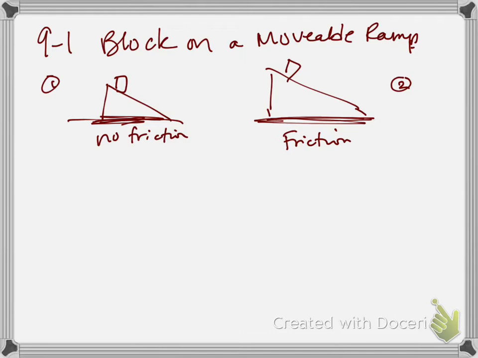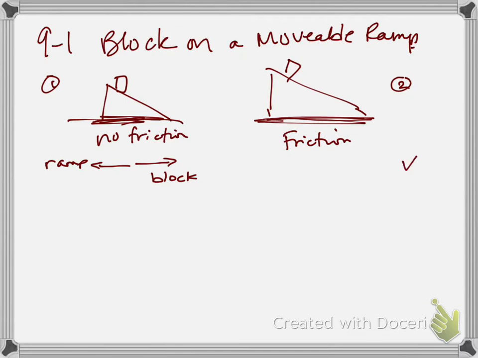In case 1, where there's no friction between the plane and the floor, the block is going to go this way, and the ramp is going to go this way because of conservation of momentum, right? Gravity is going to pull the block down and to the right, which means the ramp is going to scoot off to the left. And that might make you think that the block is going to be going faster, but that's not actually the case. The answer is case 2, and here's why.